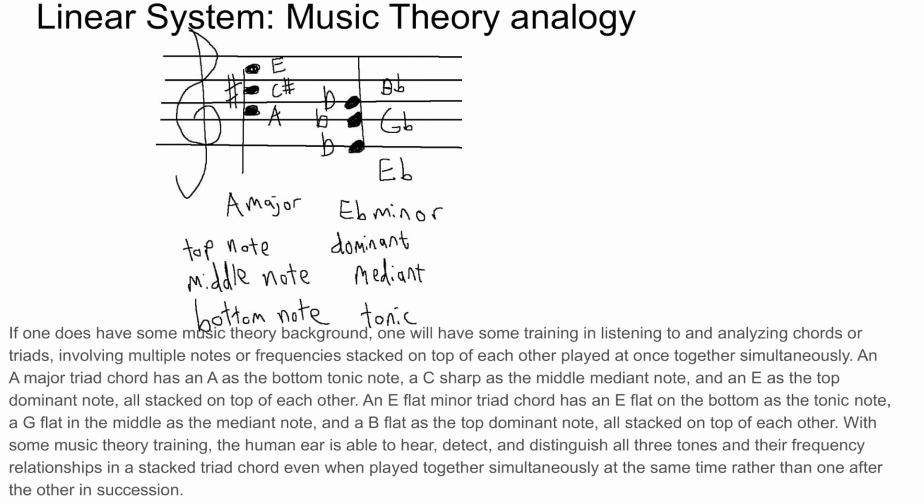An A major triad chord has an A as the bottom tonic note, a C sharp as the middle mediant note, and an E as the top dominant note, all stacked on top of each other. An E flat minor triad chord has an E flat on the bottom as the tonic note, a G flat in the middle as a mediant note, and a B flat as the top dominant note, all stacked on top of each other. With some music theory training, the human ear is able to hear, detect, and distinguish all three tones and their frequency relationships in a stacked triad chord even when played together simultaneously, rather than one after the other in succession.